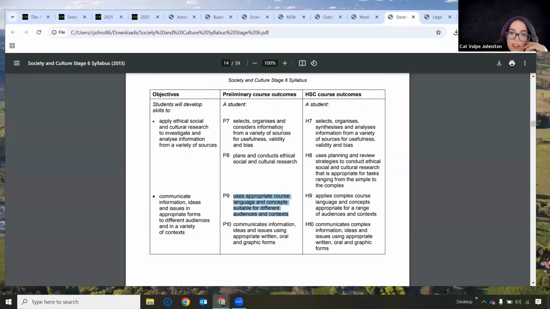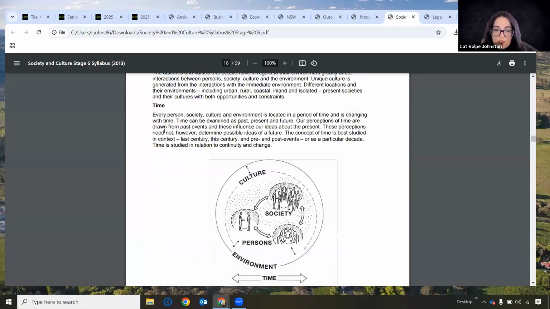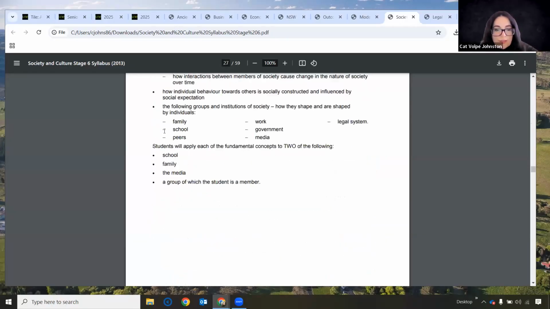So really the only skill that you can really focus on for society and culture is using appropriate course language and concepts. So getting them to use those for different contexts and audiences. Or selects and organizes information from a variety of sources, so bias and so forth. I wouldn't be teaching any research methods. I mean, you can have it in there if you want, but I've often found that students who are choosing the society and culture syllabus really struggle to grapple with teaching research methods and having them engage in some knowledge and understanding learning within a certain context. So I wouldn't choose that skill. That's why I put that as not an option.